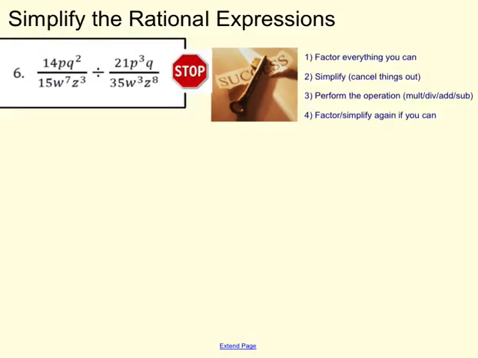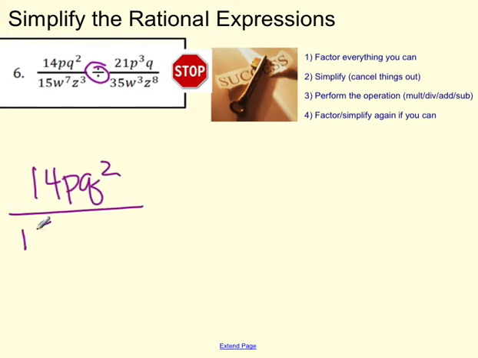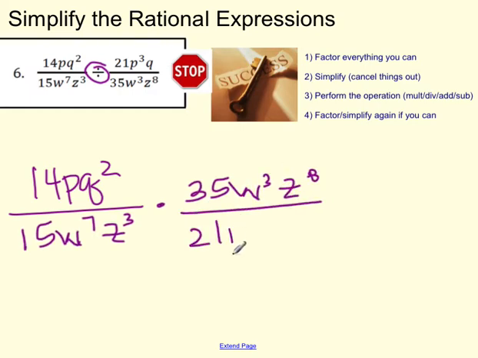So our last example is example 6. Once again, division, so I need to multiply by the reciprocal. I would have 14 p q squared all over 15 w to the 7th z to the 3rd, times, now multiply by the reciprocal, 35 w to the 3rd z to the 8th all over 21 p to the 3rd q.